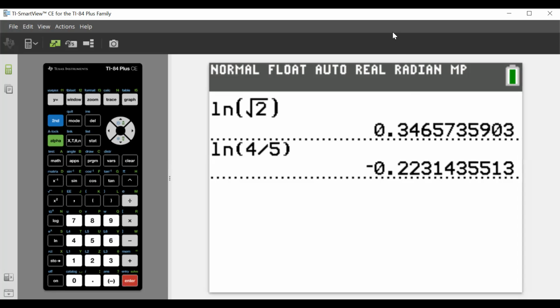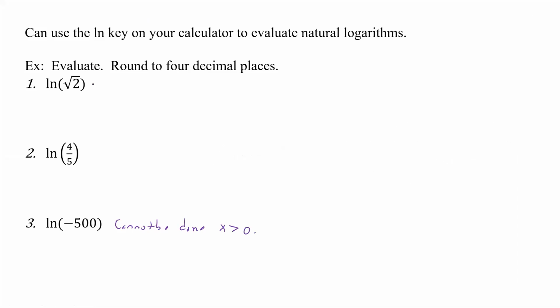And so let's write those down. And again, it's just, can you plug into your calculator properly? That's the whole key here. So that was 0.3466, and that one was a negative 0.2231. So nothing hard. Can you plug it into your calculator was the key thing here.